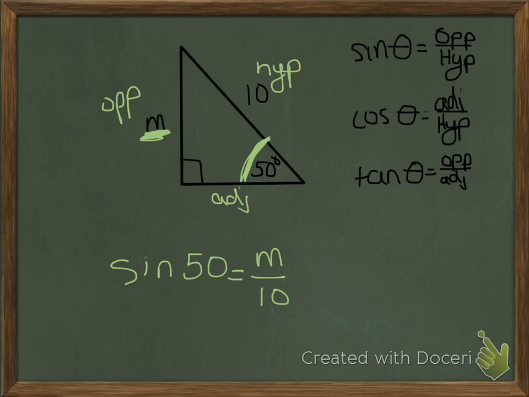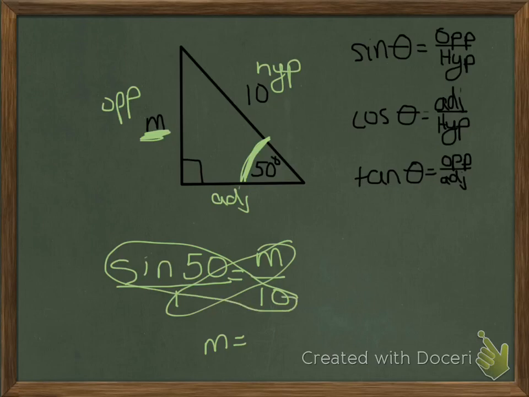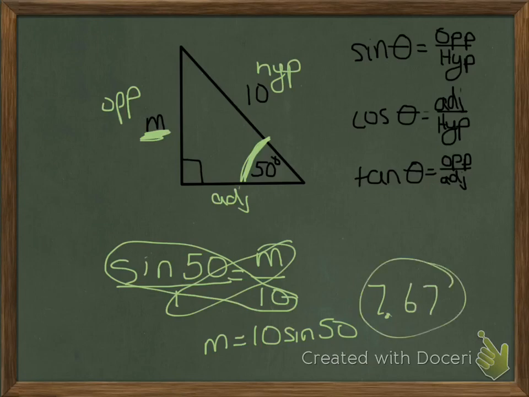So this is using what we did, except this time we don't have one of the side lengths. We simply cross multiply. We write sine 50 over 1 and cross multiply. M times 1 is m. 10 times sine 50 is 10 sine 50. And you put that into your calculator. 10 sine 50 equals 7.67. And that's your answer.